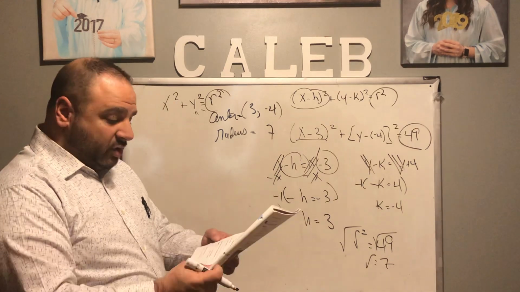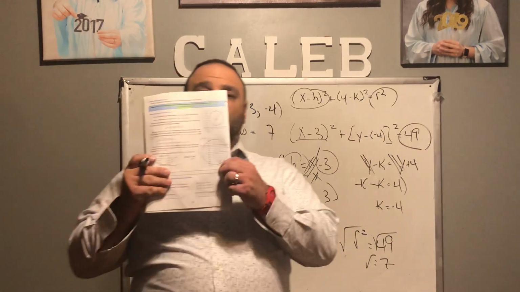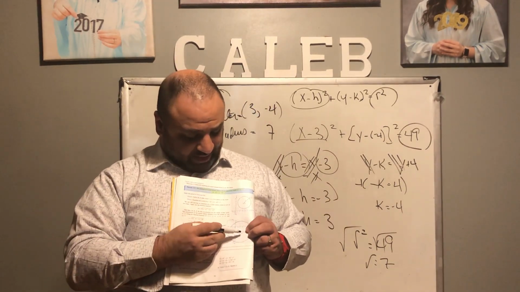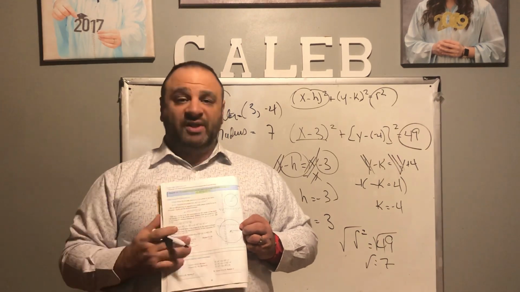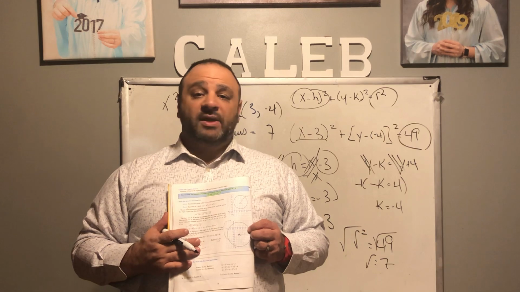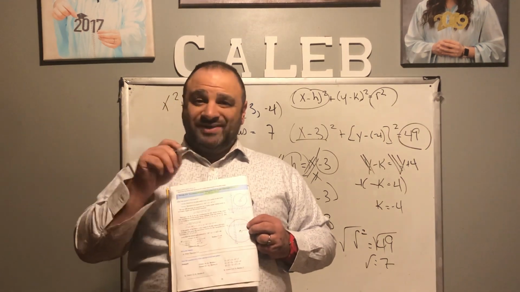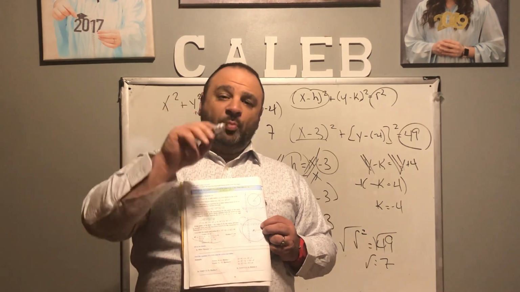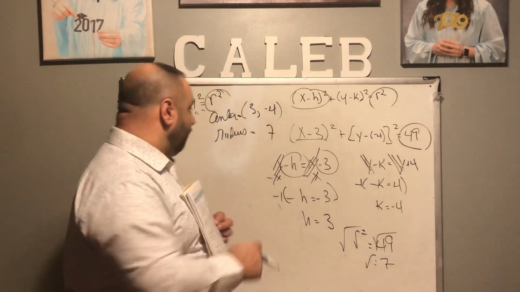Now, in our book you can see where they graphed it. Notice the center is 3, negative 4. There's the center, and from that center, you go 7 spots to the left, 7 spots up, 7 spots to the right, 7 spots down. Mark those points, get your compass out, stick your compass point on the center, open up your compass to the proper radius, and then draw your circle around those points.